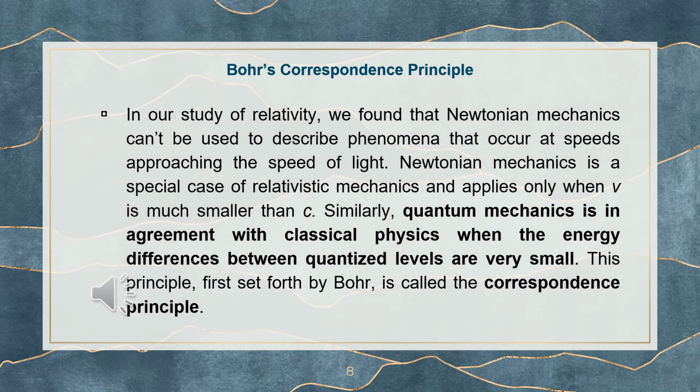Bohr's correspondence principle. In our study of relativity, we found that Newtonian mechanics can't be used to describe phenomena that occur at speeds approaching the speed of light. Newtonian mechanics is a special case of relativistic mechanics and applies only when velocity is much smaller than the speed of light. Similarly, quantum mechanics is in agreement with classical physics when the energy differences between quantized levels are very small. This principle, first set forth by Bohr, is called the correspondence principle.